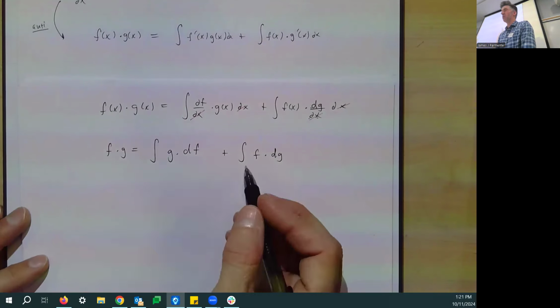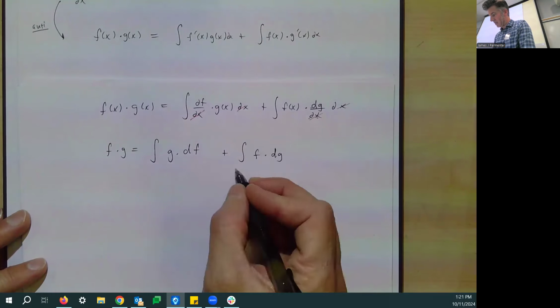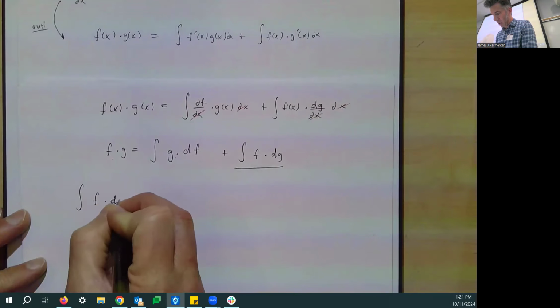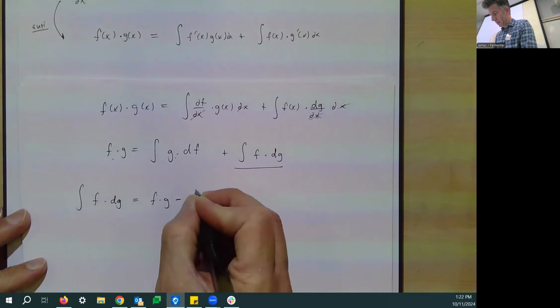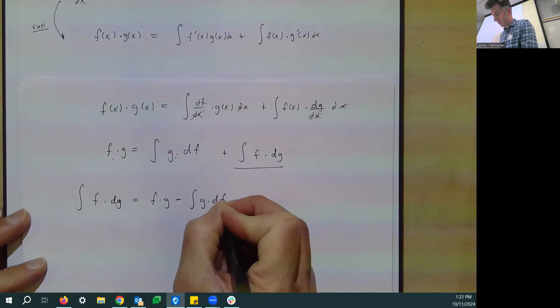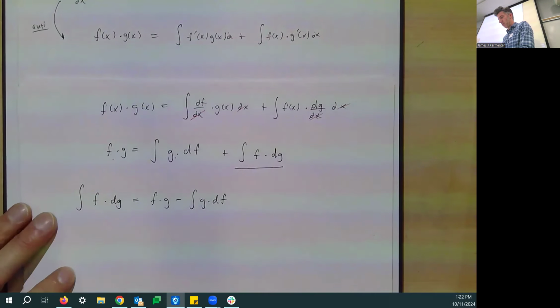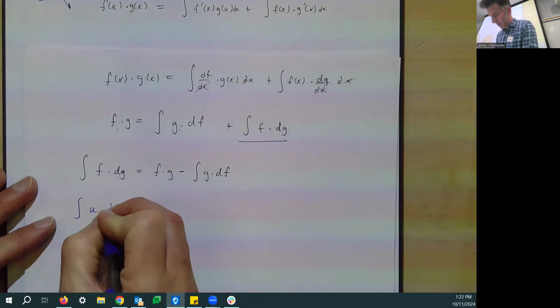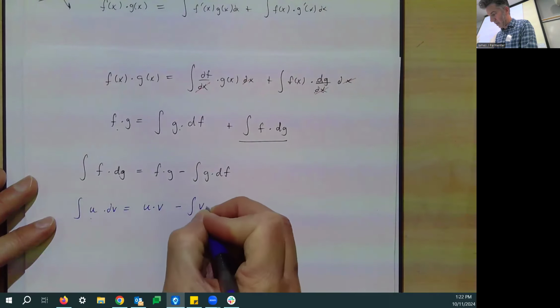And then we're going to isolate this and say that this is equal to this minus that. So that the integral of f times dg is equal to f times g minus the integral of g times df. And again, all we're really doing here is just kind of undoing the product rule. Written in the more usual way with letters that look too much like each other, we say the integral of u times dv is equal to u times v minus the integral of v times du.